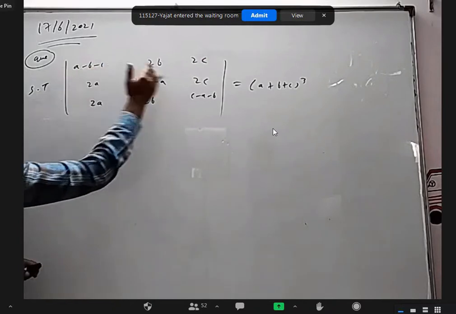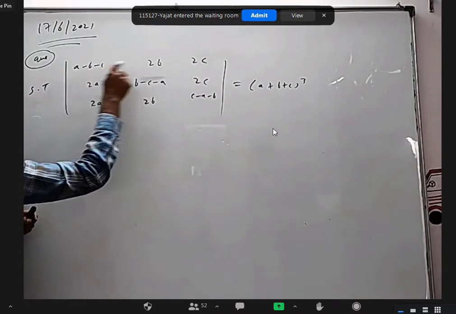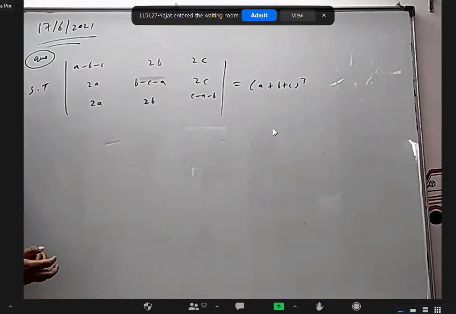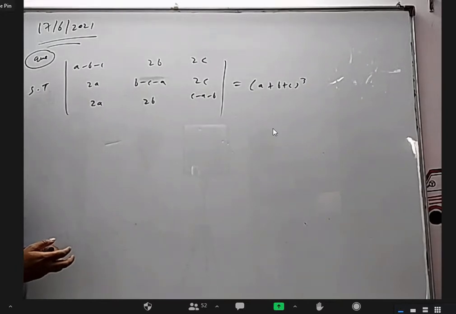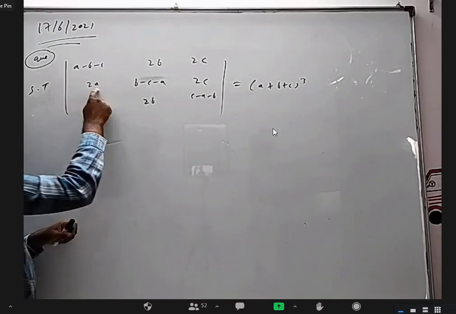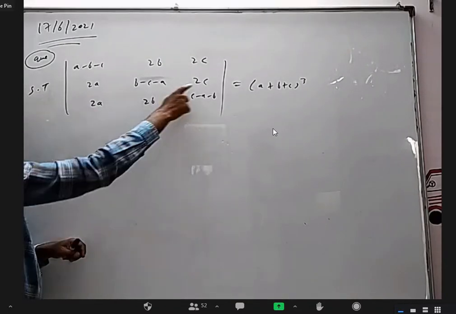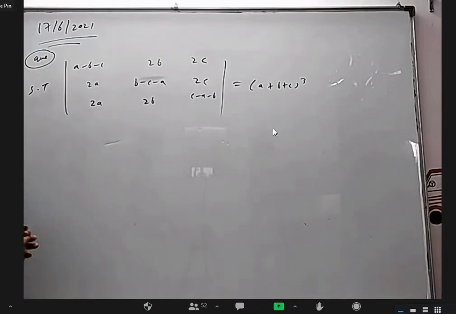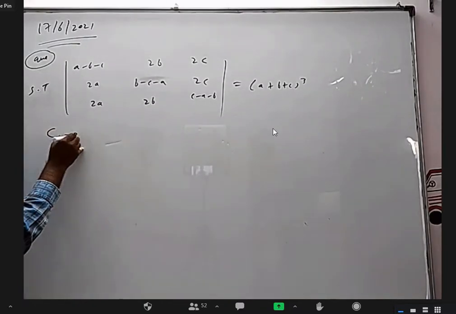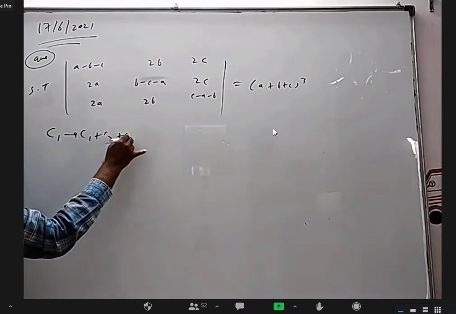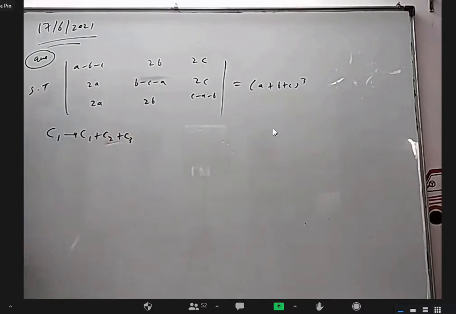But for column 1, if I add column 2 and column 3, what is the sum of these three things? A plus B plus C. And the sum of these three things? B plus C plus A. Same thing, right? Okay. So I'm going to write column 1 as column 1 plus column 2 plus column 3. I'm going to do this operation.